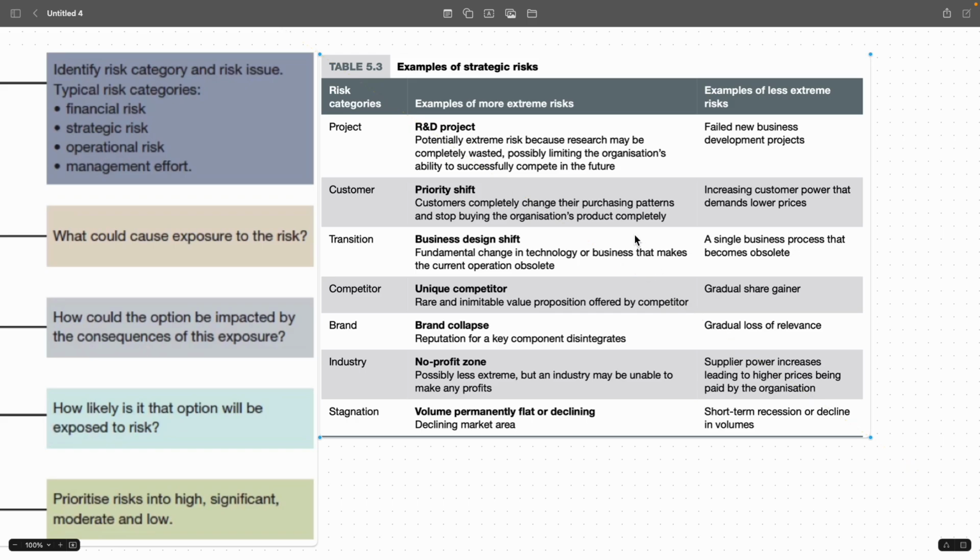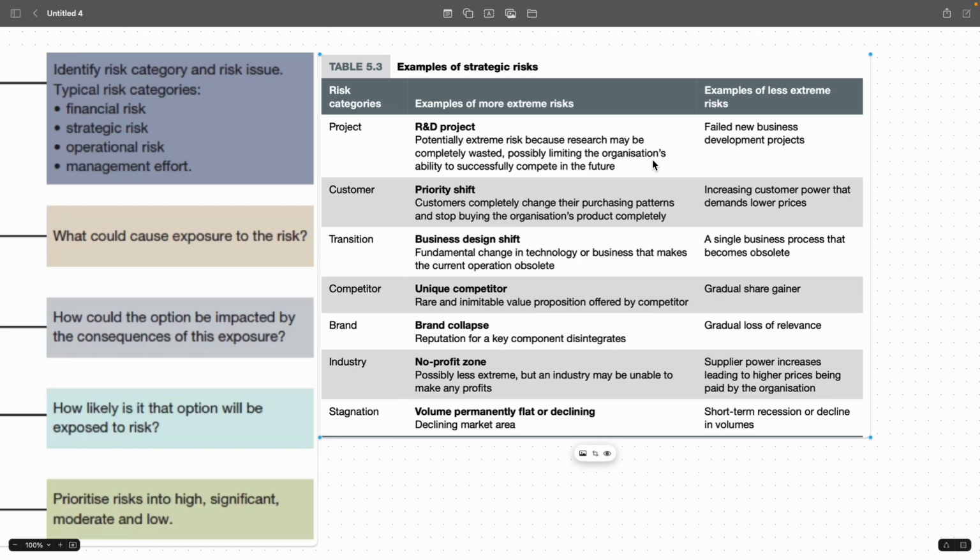These are the types of strategic risks you can have, like a project failing, a new business development project. Extreme is the potential extreme risk that research may be completely wasted. So the whole research is wasted. An example of failed new development extreme risk is when Dyson went into the EV market, spent 800 million, and closed the project. They said it was not worth it. That's an example of an extreme R&D project risk.